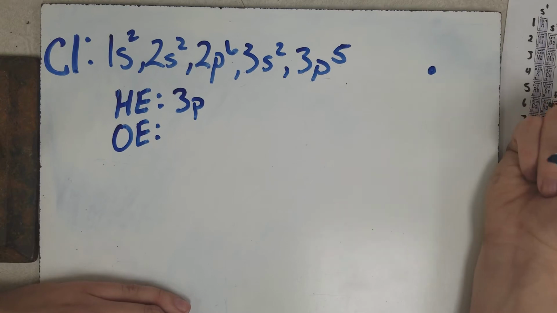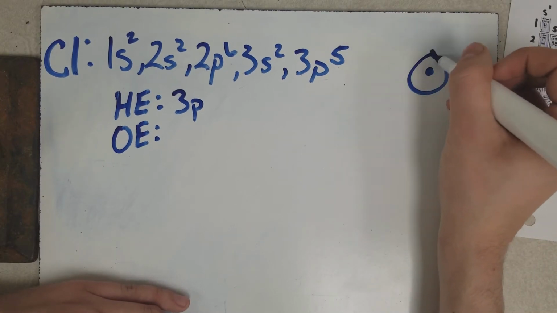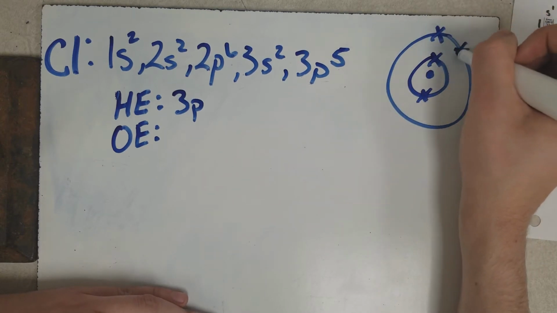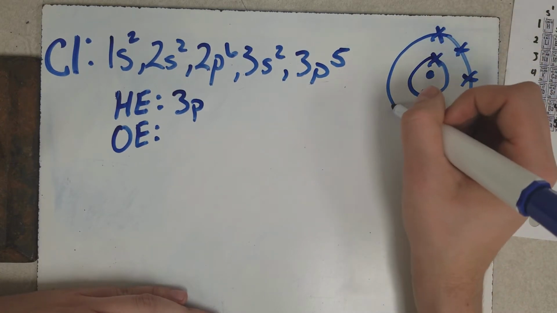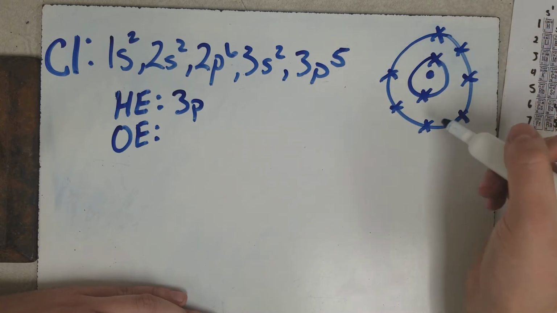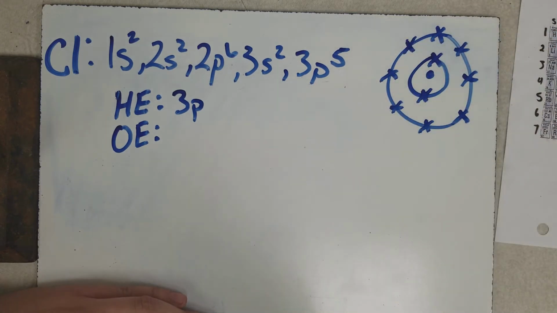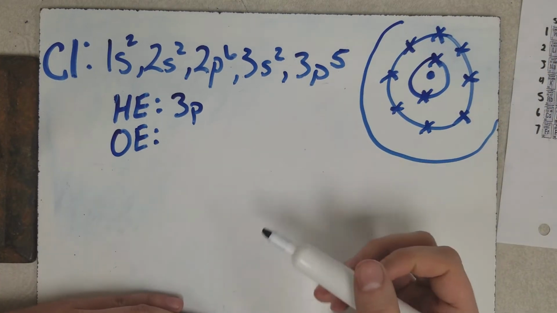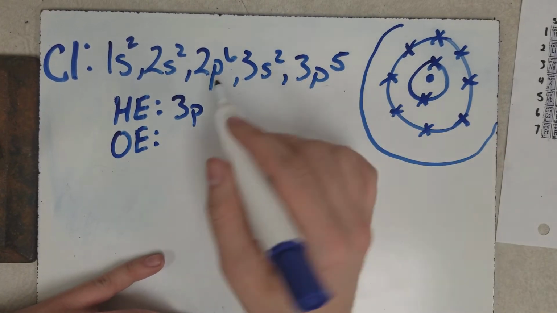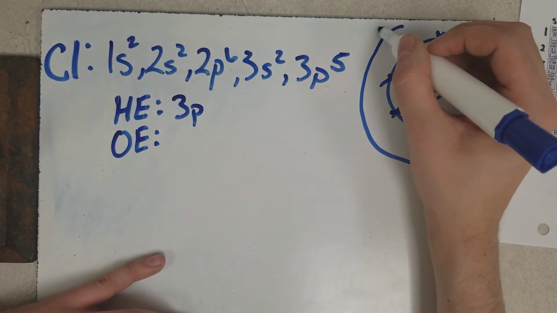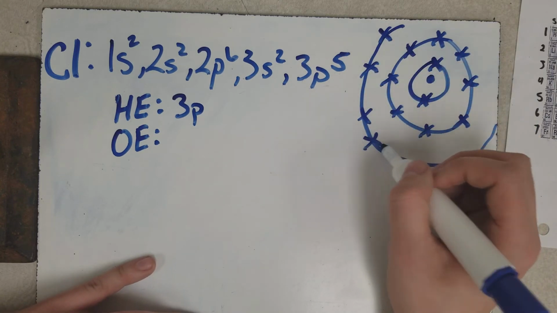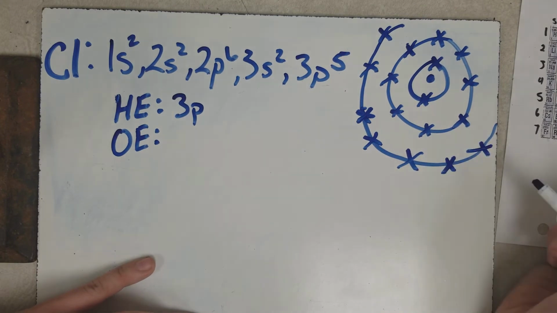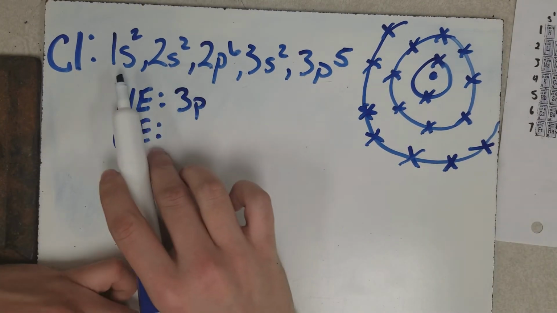So if we have a chlorine atom, there's our nucleus. We have our first ring that has 2 electrons in it. We have our second ring, which has 8. 1, 2, 3, 4, 5, 6, 7. Oop, forgot one. 8. And then we have our third ring, and I didn't draw that in the right place. It's going to have 7. So 1, 2, 3, 4, 5, 6 and 7. And I'm getting these numbers from our electron configuration.